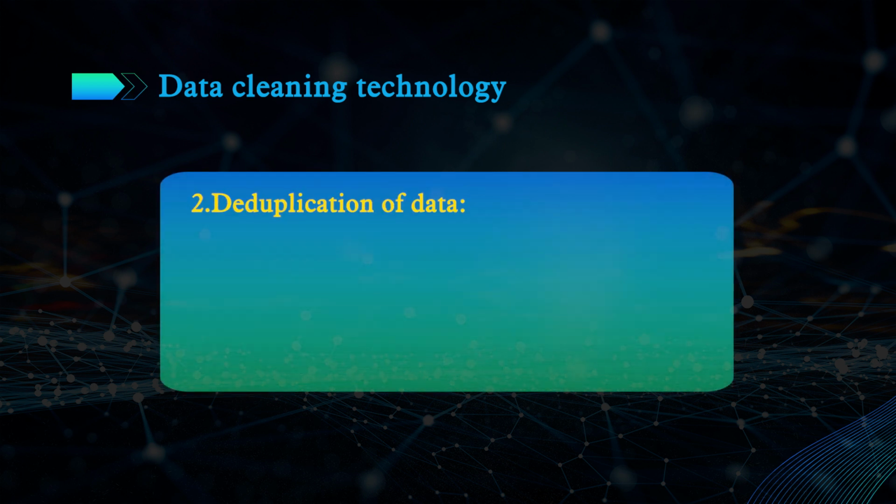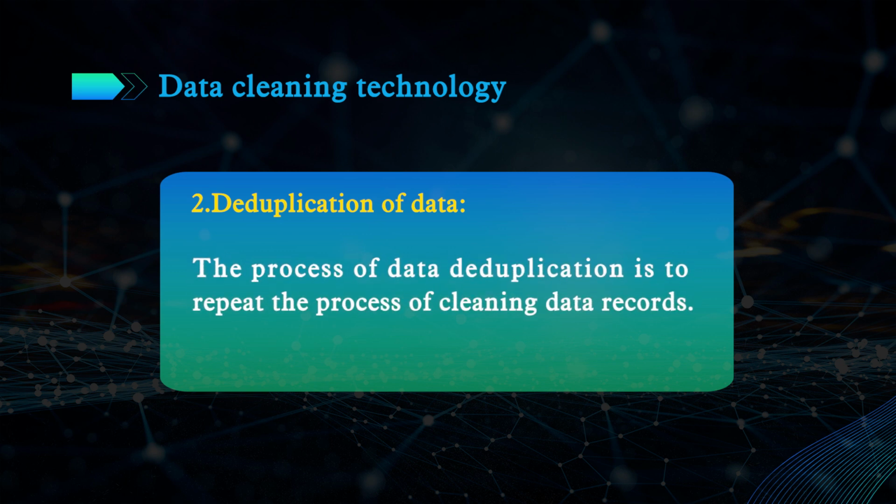Second, deduplication of the data. The process of data deduplication is to detect repeated data records and delete them. This process is particularly important in data warehouse applications, because when integrating data from different data sources, many duplicate data records may be generated.